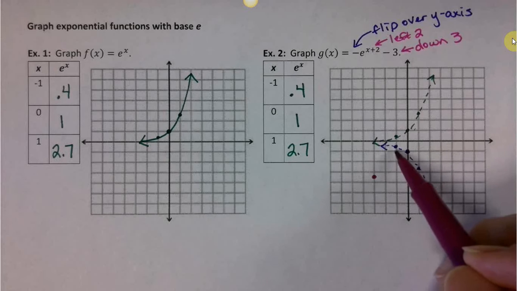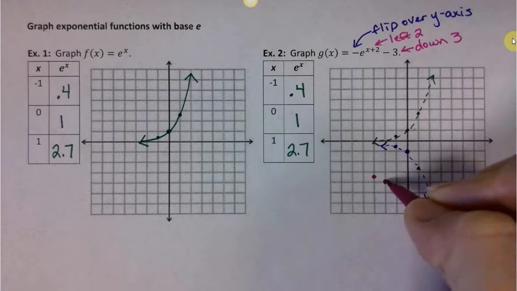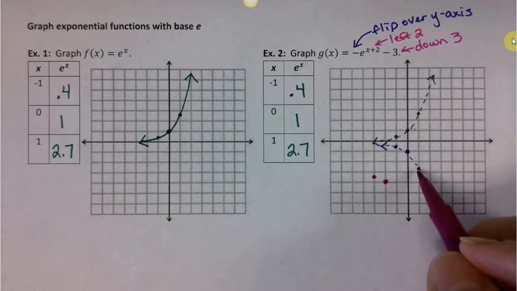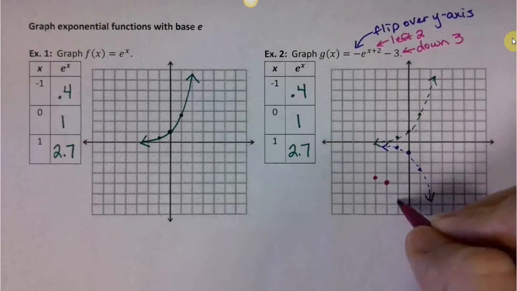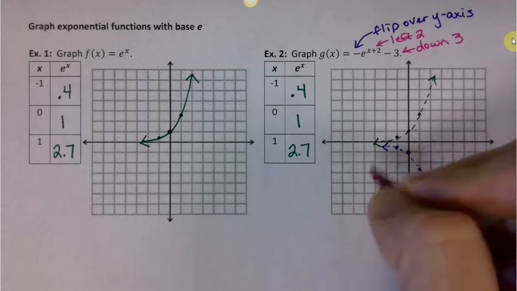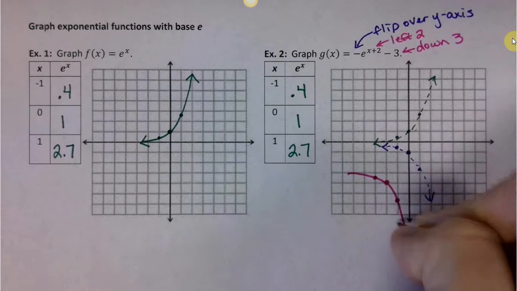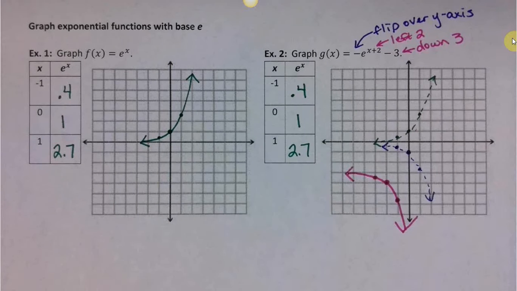This point is going to go left 2, down 1, 2, 3, putting it at (-2, -4). And this one is going to go left 2, down 1, 2, 3, so that it ends up at (-1, -5.7). And then we connect those to end up with a final graph of g of x that looks like that.